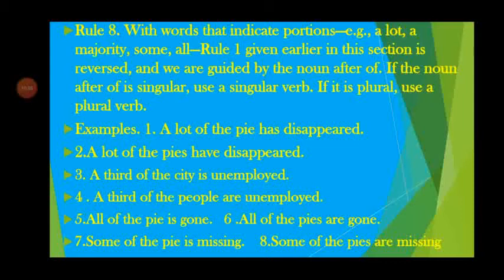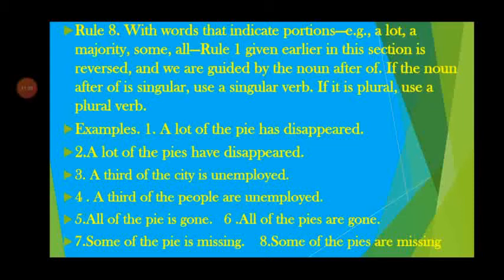The next one, "a lot of the pies." There, the subject is the pies. It is not the singular subject. The pies is considered plural. So that's why the verb is "have disappeared" used over there. "A third of the city is unemployed." The city is singular, so the verb is also singular. "A third of the people" is plural, so the verb are is used.